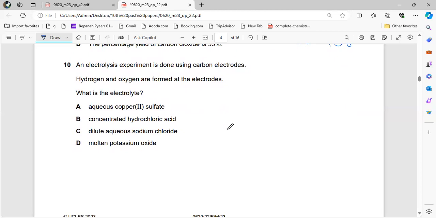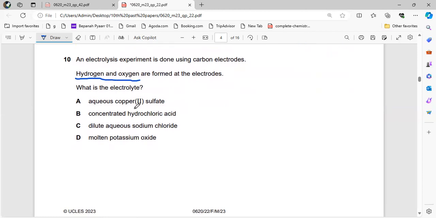An electrolysis experiment is done using carbon electrodes. Hydrogen and oxygen are formed at the electrodes. What is the electrolyte? So here we have two products, hydrogen and oxygen. First is aqueous copper sulfate. In case of copper sulfate, at cathode we will get copper and at anode we will get oxygen. So that will not be the option.